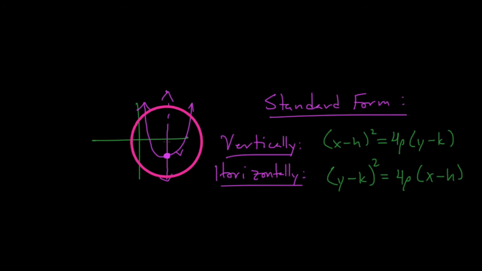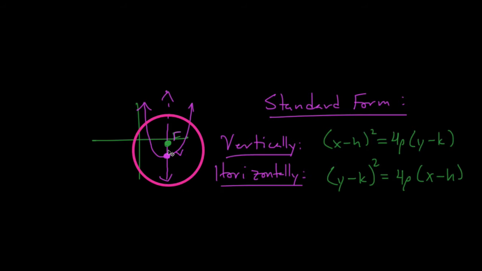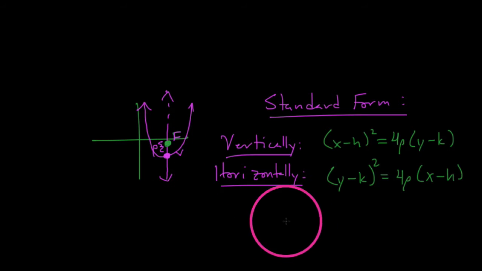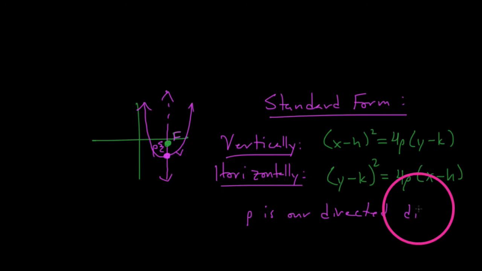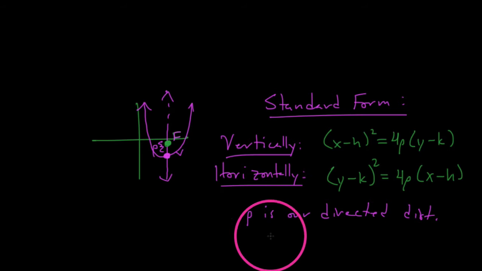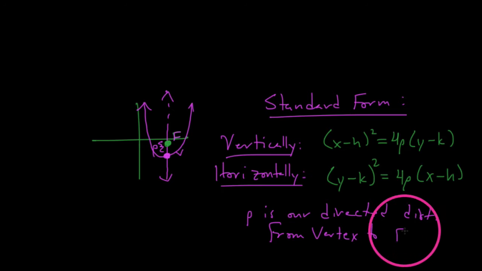Now in terms of its parts, there are some other parts that we want to make sure we put on here, but one of them is the focus. Recall that the focus is this point here that everything coming in parallel to the axis bounces back in towards. But this focal point here is said to be a distance of p units away from the vertex. So p is our directed distance, and it's the directed distance from the vertex to the focus.